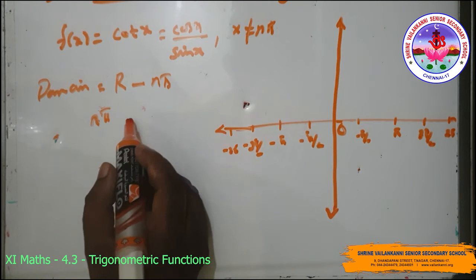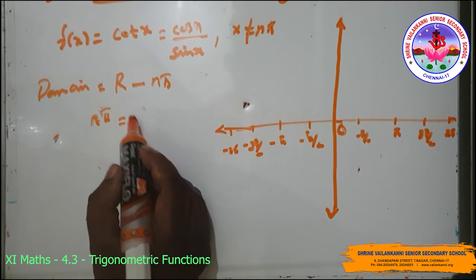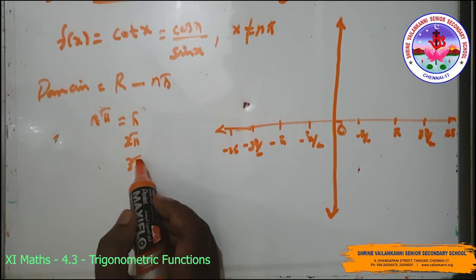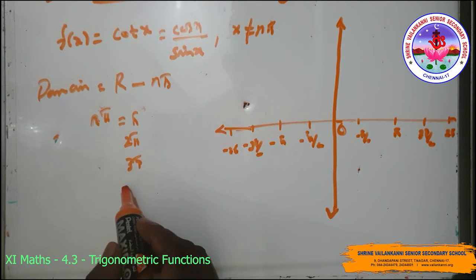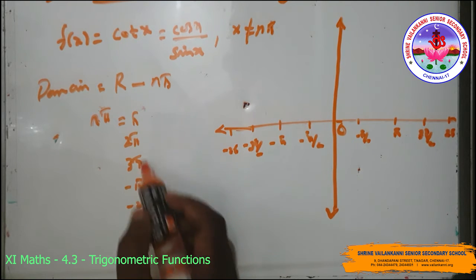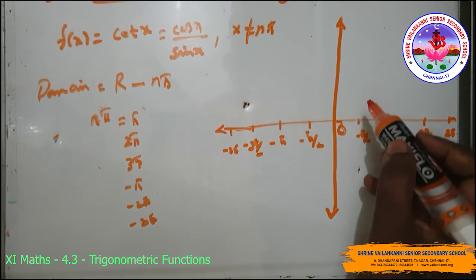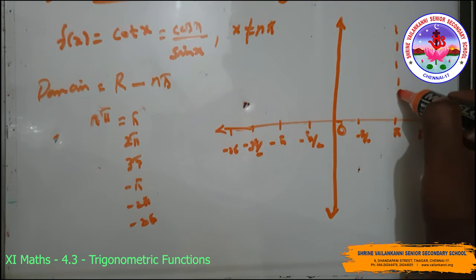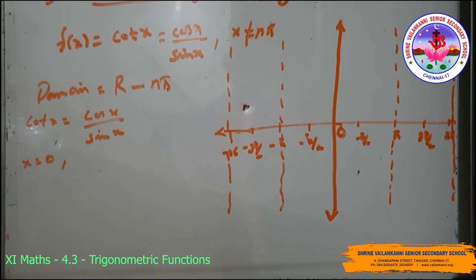When n is 1, it is pi. When n is 2, it is 2 pi. When n is 3, it is 3 pi. Similarly, when n is minus 1, it is minus pi, then minus 2 pi, and minus 3 pi. So these are the values where cot x is not defined, and we can draw them like this.